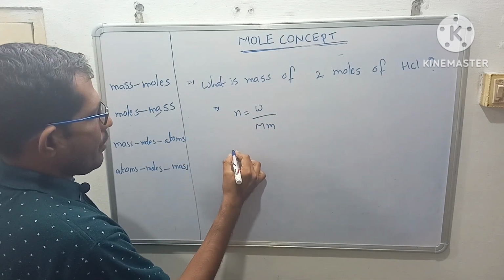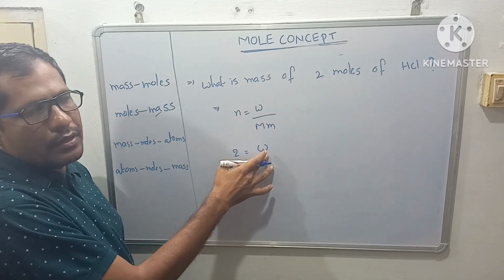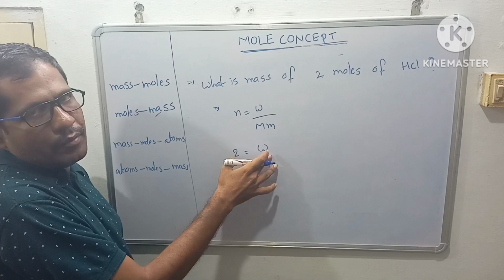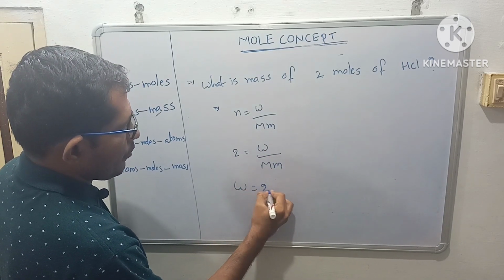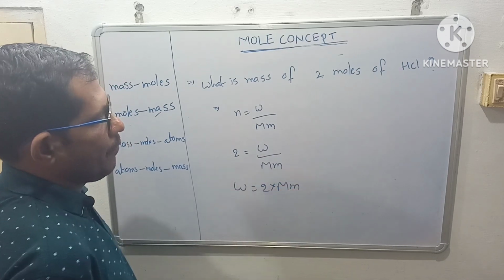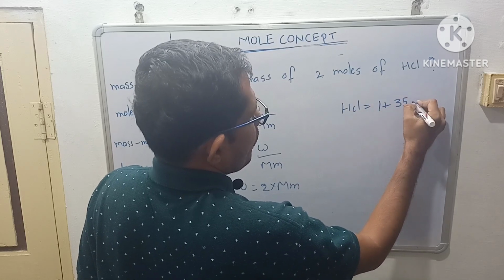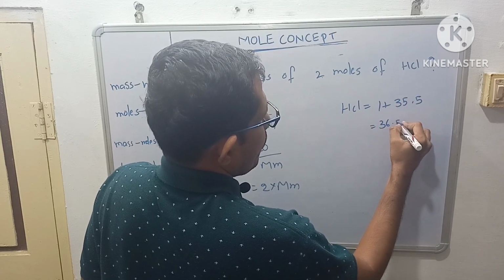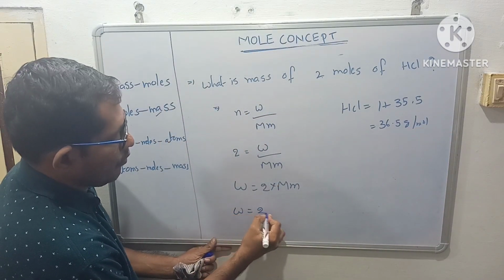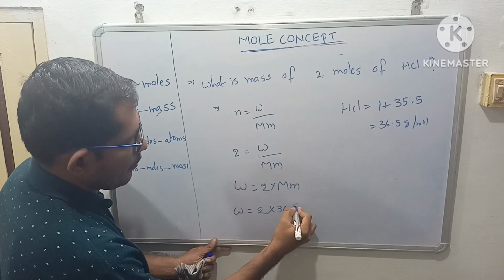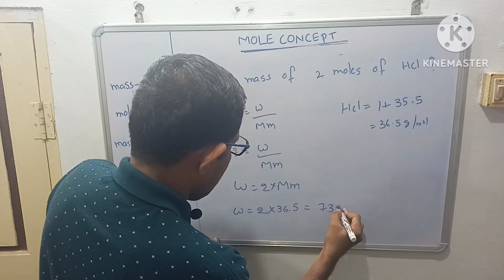So what are the moles he has given? 2. He asked us to calculate the mass. We can use either M also, for mass here. So by molar mass, right? We can write W equal to 2 into MM. HCl, just now I showed you, right? H is 1, chlorine is 35.5. This is 36.5 gram per mole, right? Substitute here: W equal to 2 into 36.5, it will come 73. Okay, 73 grams.